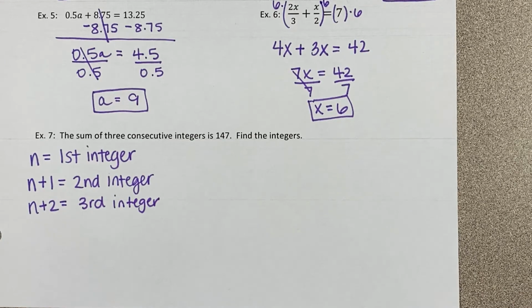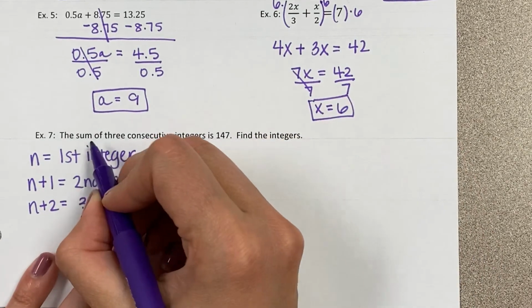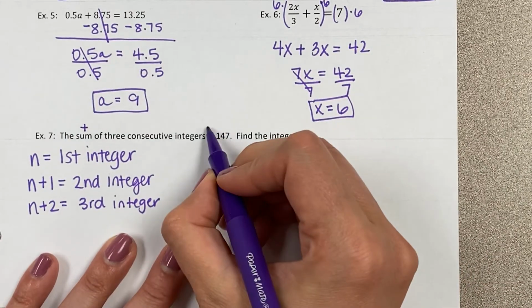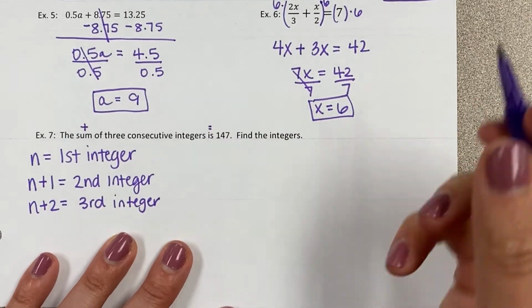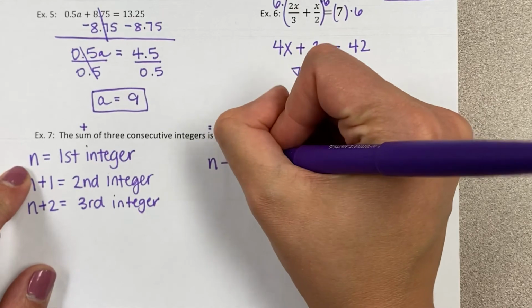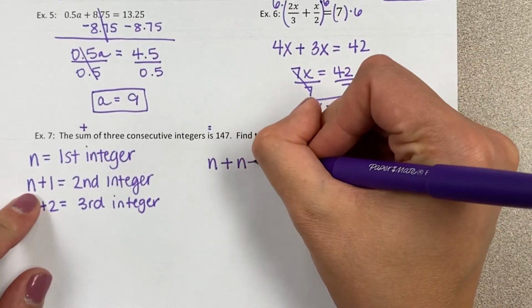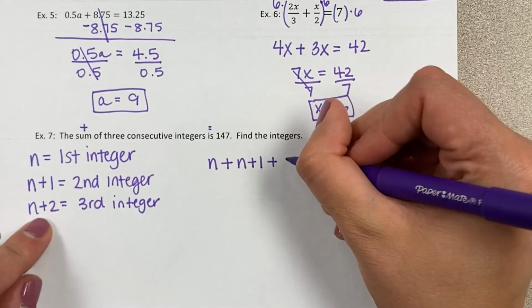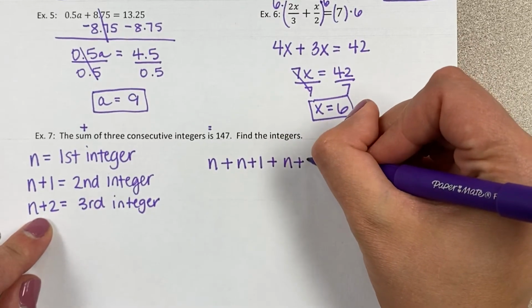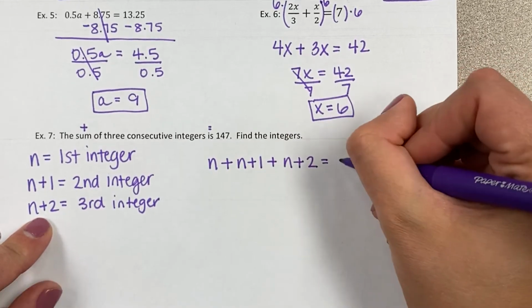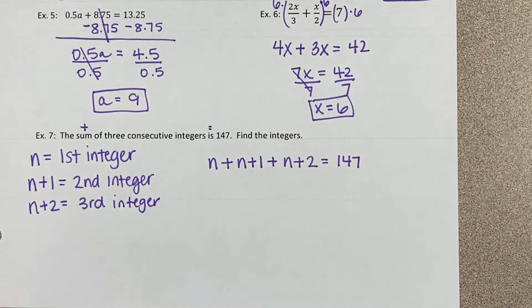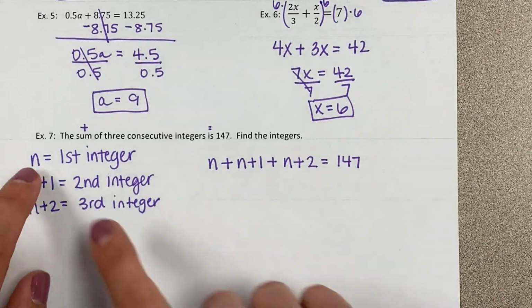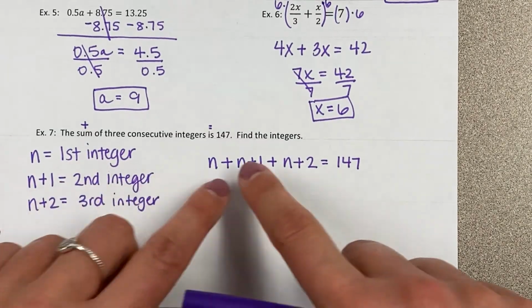All right, to set this up, it's a sum, so that means addition. It's going to equal 147. So I'm going to take n plus n plus 1 plus n plus 2. And that equals 147. If you want, you could put parentheses around these. It doesn't really matter. I just took this and added it.